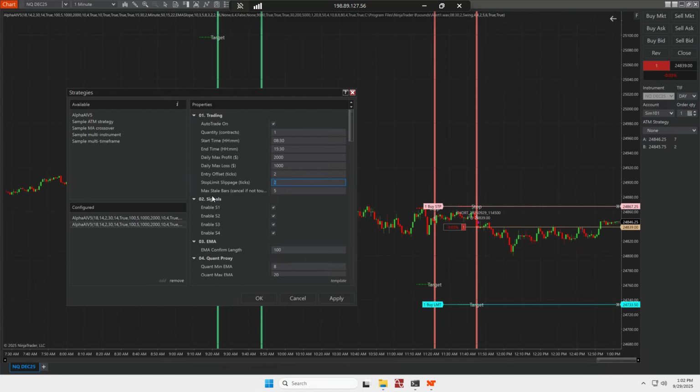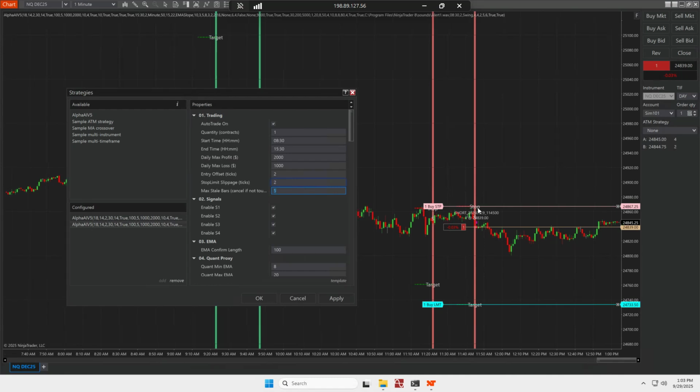And max stale bars, which means, because this bot takes a trade on a limit order, let's say the bot places a sell limit here, and the market actually never touches it. It goes down here and goes up, never touching it. After how many bars will the bot cancel the limit order and look for a new signal? In this scenario, it's 5. Okay, so after 5 bars, if no touch, it will cancel and look for a new signal.